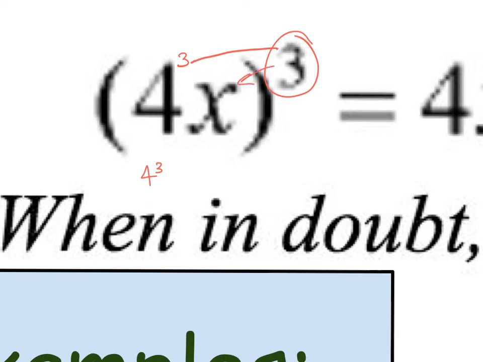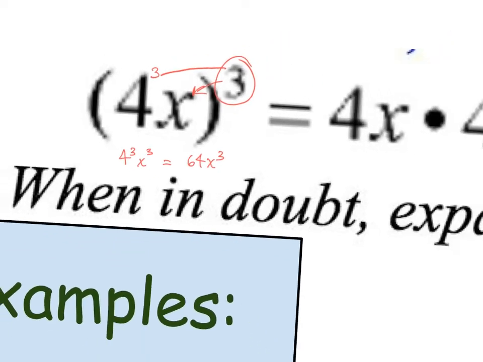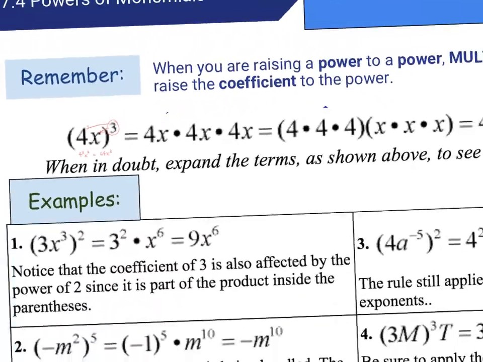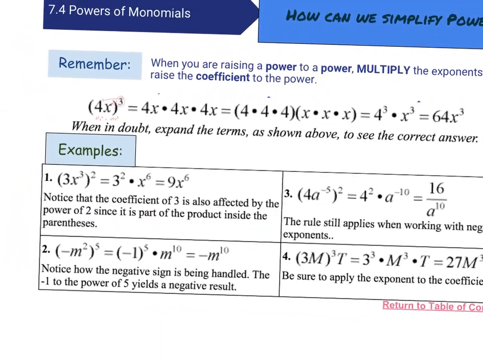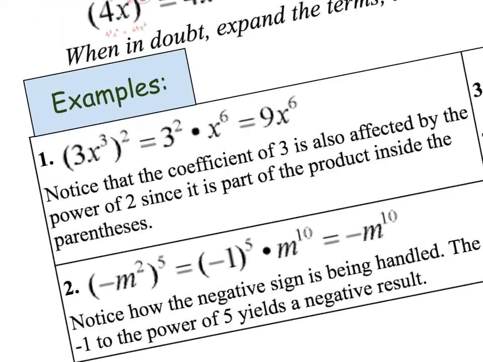And then you do x to the power of, well, there's an understood 1 there, so 3. And then you simplify it, and you get 64x to the third. So that's the really short way of doing it, just distributing that exponent. The long way of doing it would be to write it out the long way like this, which is always okay to do. Okay, let's look at this one.